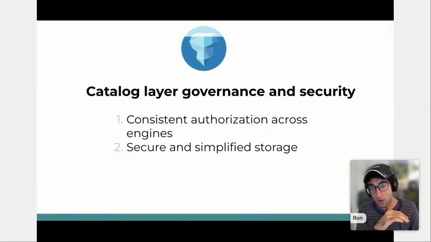Well, ideally, we want to approach catalog layer governance and security. Now, what does catalog layer governance and security provide us? Well, it gives us consistent authorization across engines, and it gives us secured and simplified storage so that we don't have to, one, have implicit trust in the query engine, and two, have all of these different implementations of this query translation layer to actually understand our external permission system, right? So these are what we would like to strive towards: catalog layer governance and security.